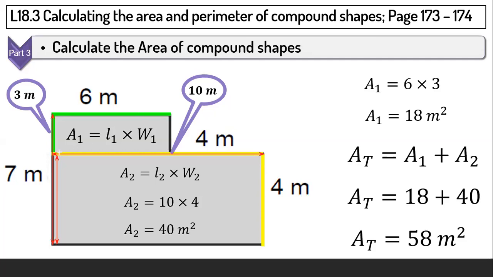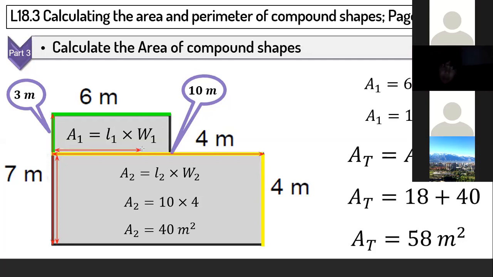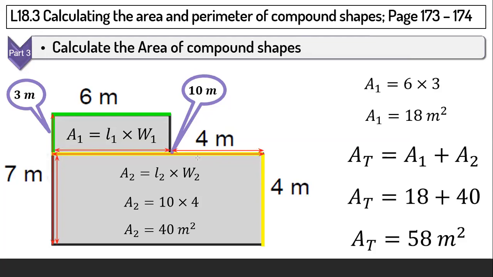Because the first part, this small part, is 6, and this part is 4. So when I add them, it will be 10. So my length now, I'm taking the whole length. It will be 10. Okay. Is it clear now? Yes, thank you.